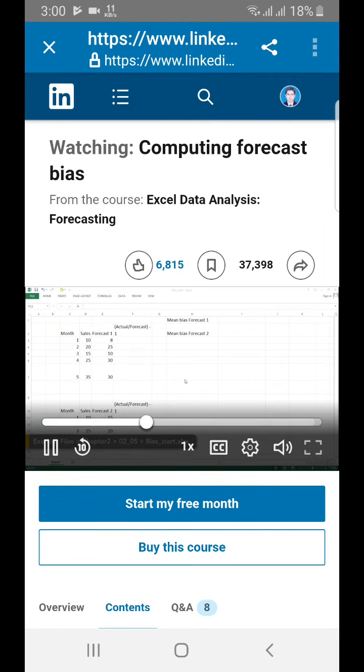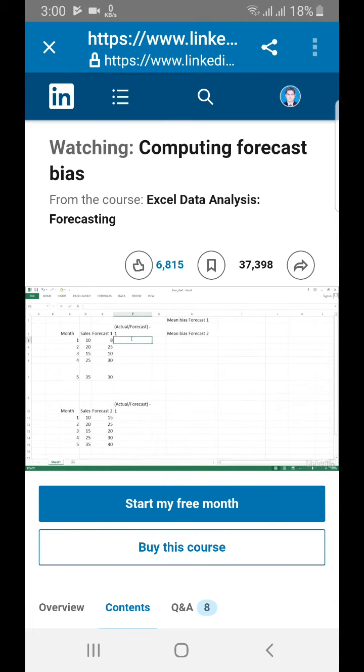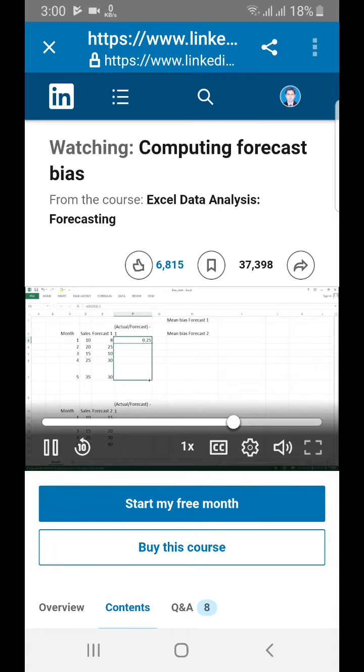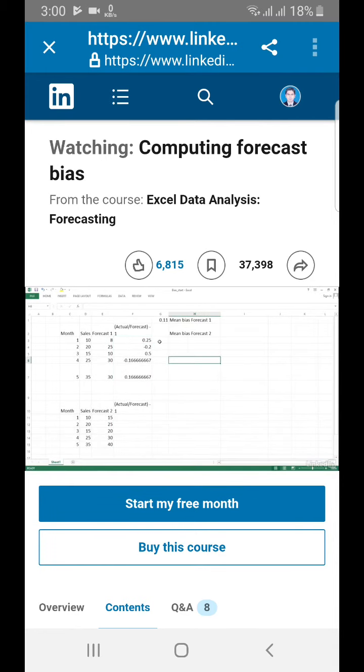In the next video, to compute the bias for series 1, we will take for each observation the actual sales divided by the forecast, and then subtract 1. Then we'll copy that formula down, and then we'll average those. On average, our actual value was 11% higher than our forecast.